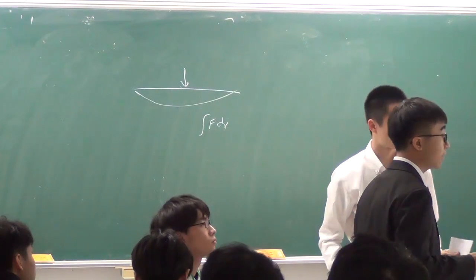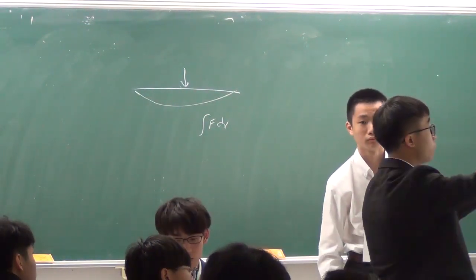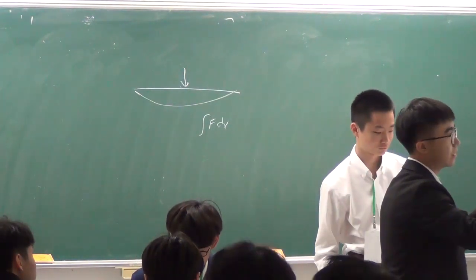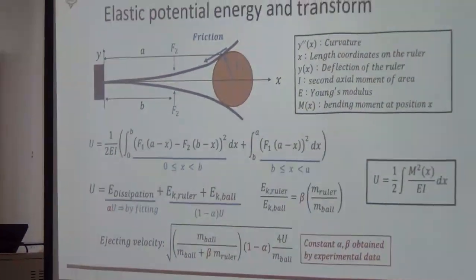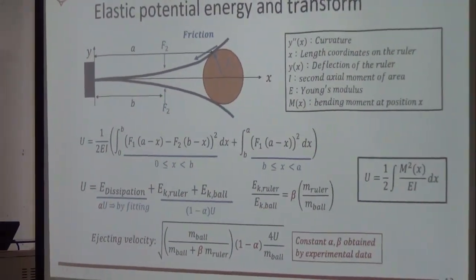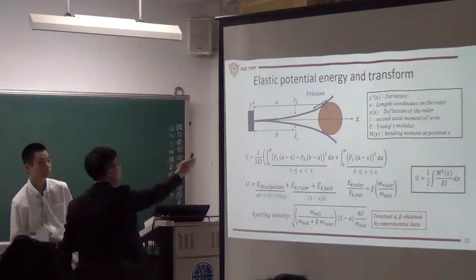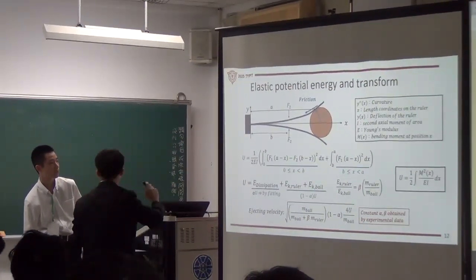Well, actually, we have considered the kinetic energy of the ruler, and the ruler snapping back kinetic energy, plus the kinetic energy of the round projectile. And as you can see in the formula here, we have considered different conditions, which is when the fixed point to the striking position, and the striking position to the edge of the ruler.